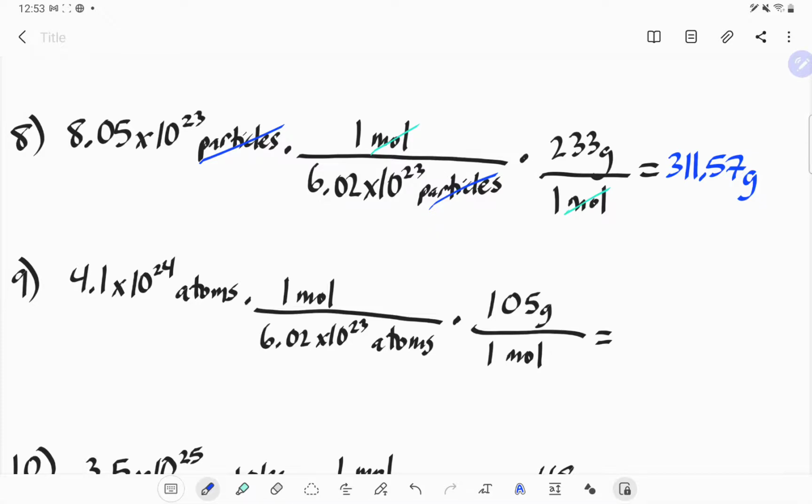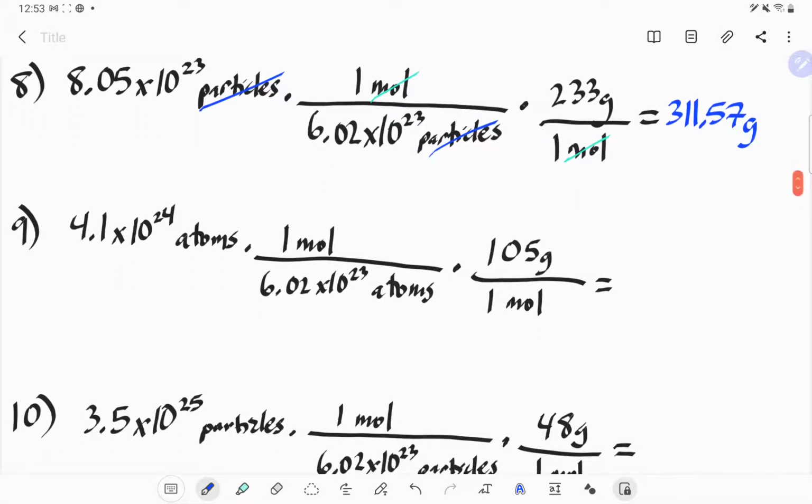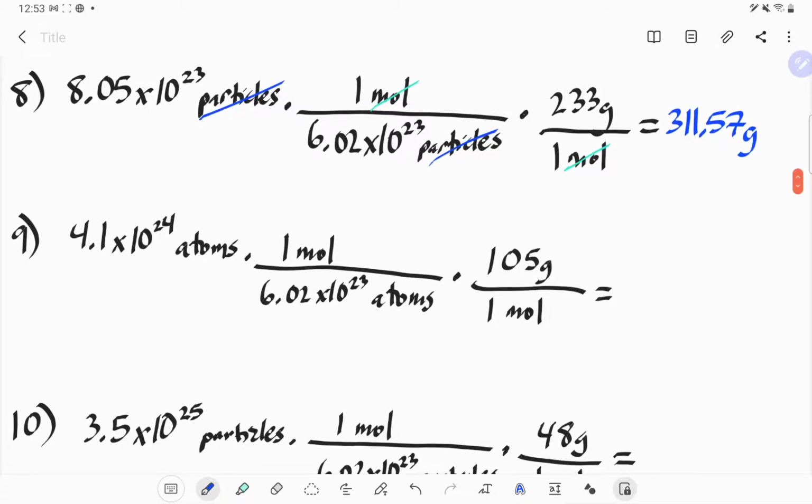All right, let's try another one here. We have number 9, and let's type this into our calculator, making sure we're typing it in correctly. Anytime you see times 10 to the something, we're going to type the EE. The button is EE, but it's only going to show one E on the calculator. But the E means times 10 to the something. So let's do that.